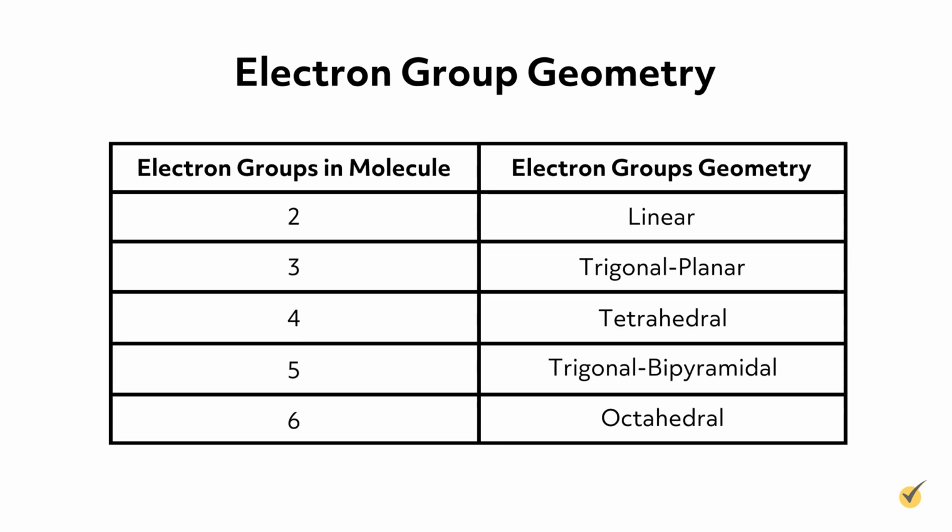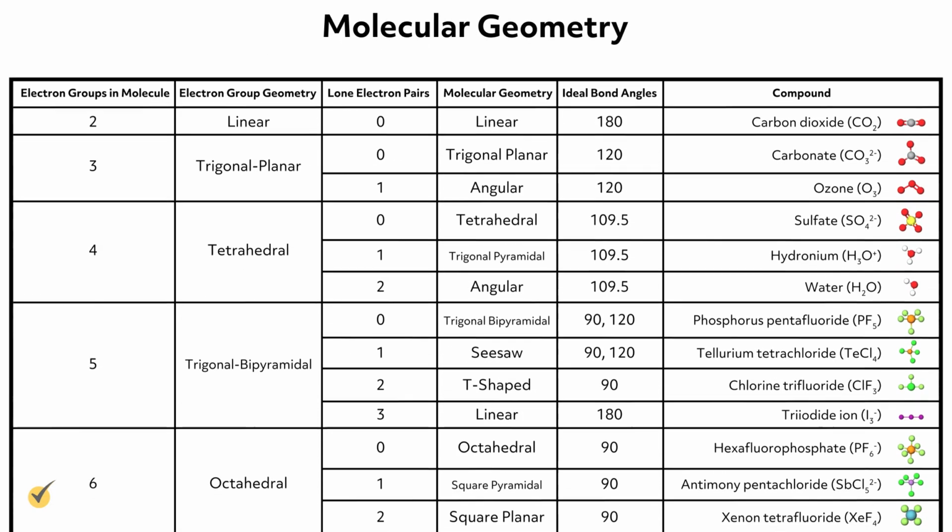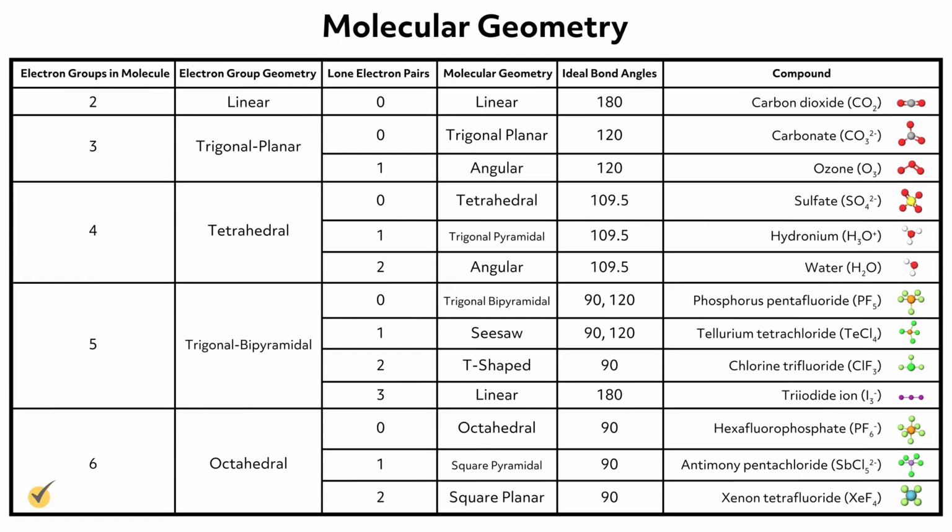There are 5 electron group geometries, each of which is defined by the number of electron groups in the molecule. These are summarized in this table. The molecular geometry of a compound depends on both its number of electron groups and its number of lone electron pairs. The different molecular geometry types and their ideal bond angles are summarized here. Ideal bond angles give a good estimate for the angle, but the exact angle can be a few degrees different depending on other more complicated factors.